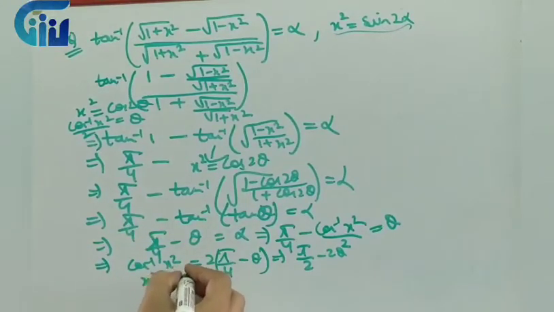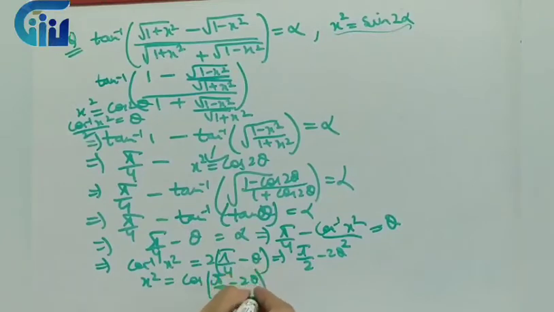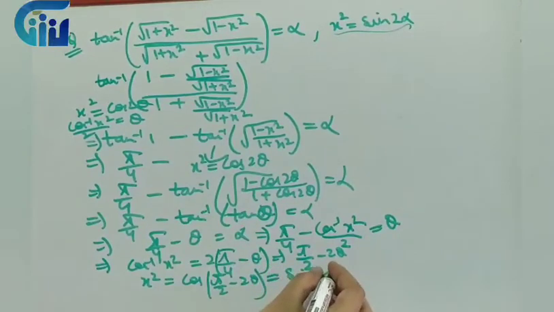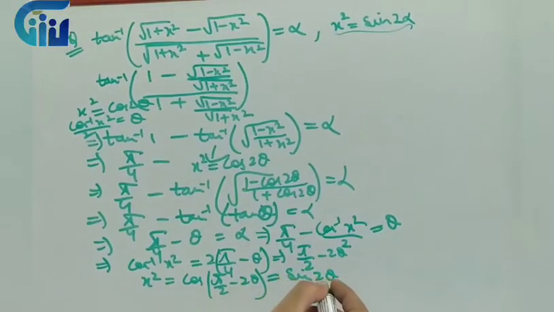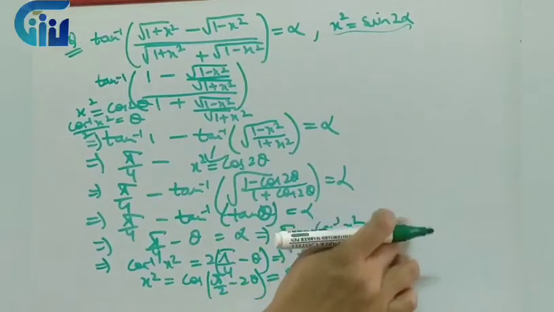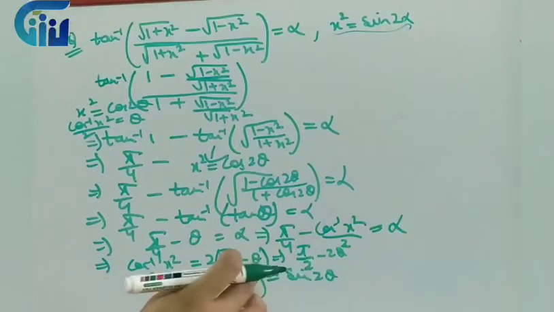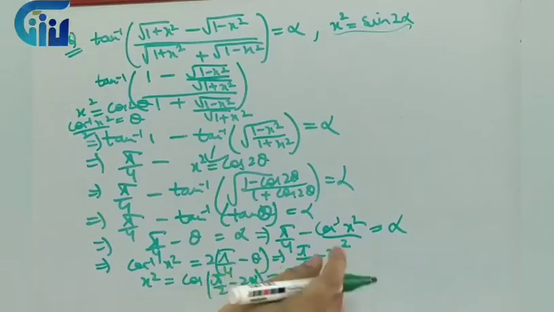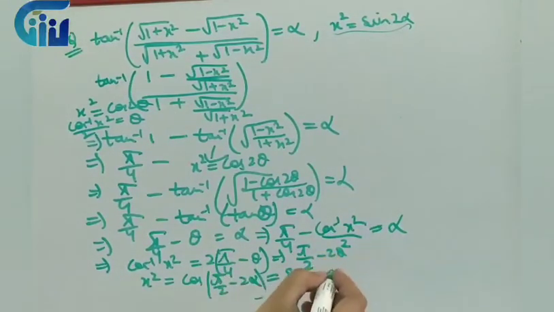1 minus cos 2 theta will be 2 sin square theta, and 1 plus cos 2 theta will be 2 cos square theta. 2 and 2 will get cancelled. What I'll get is tan, so it will be tan inverse tan theta. Half angle formula if I apply, this will be pi by 4 minus theta is equal to alpha. What we have to prove? We have to prove that x square is equal to sine 2 alpha.